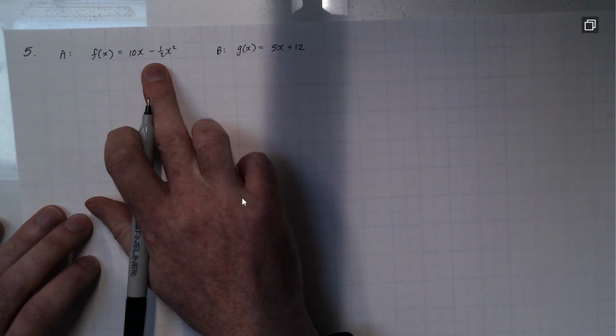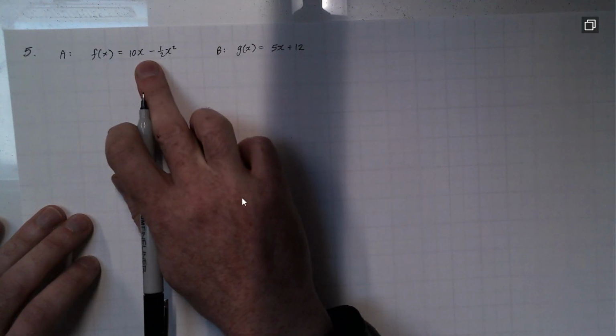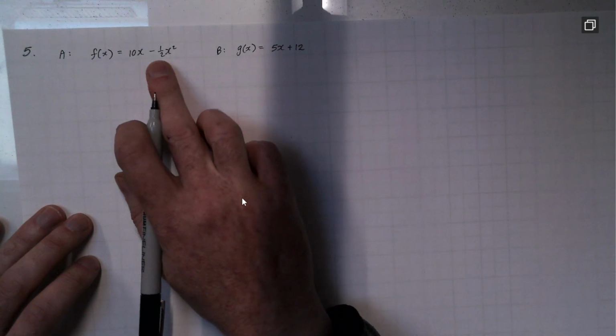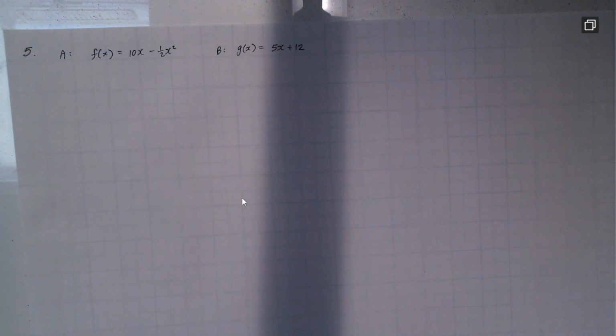A quadratic equation gives a curve, a U-shaped graph or an N-shaped graph. With an x squared term that is negative, it's an N shape. If the x squared term is positive, it's a U shape.